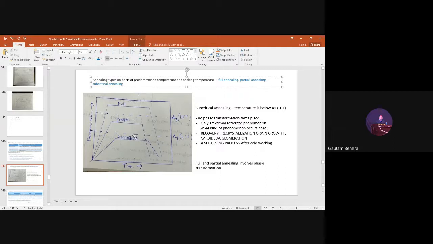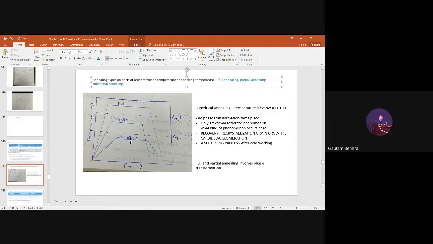So here you can understand critical temperature. If you remember, critical temperature is the temperature at which phase transformation will start. These are the two phase transformation temperatures, or critical temperatures, A1 and A3. But in subcritical annealing, we are not heating the steel above A1. We are heating the steel below A1, or near to A1, not exactly above A1. So there will be no phase transformation involved in this subcritical heat treatment, right?